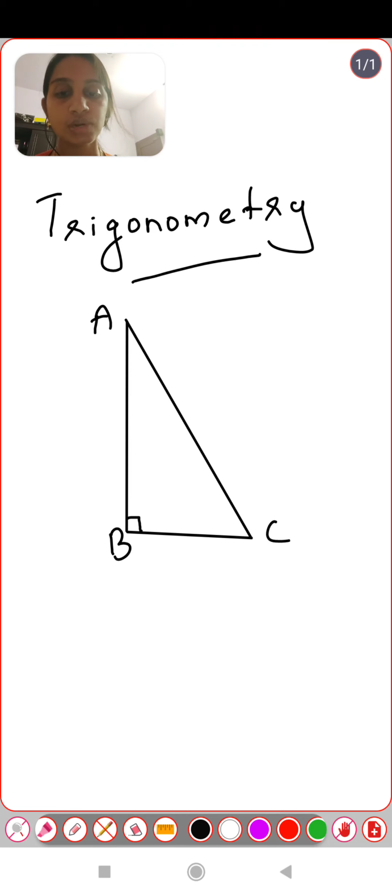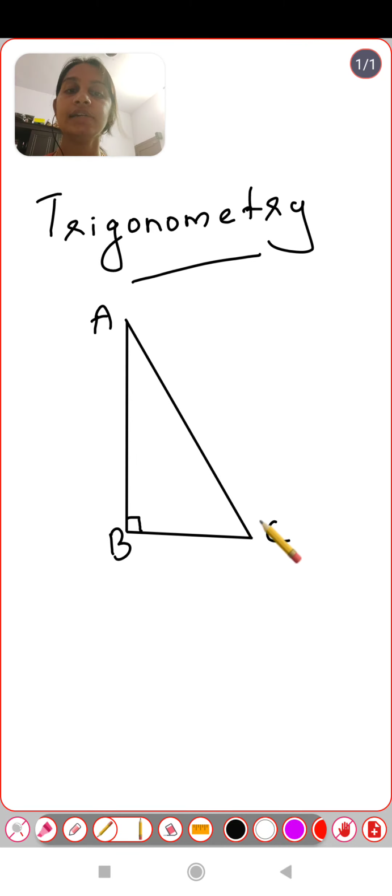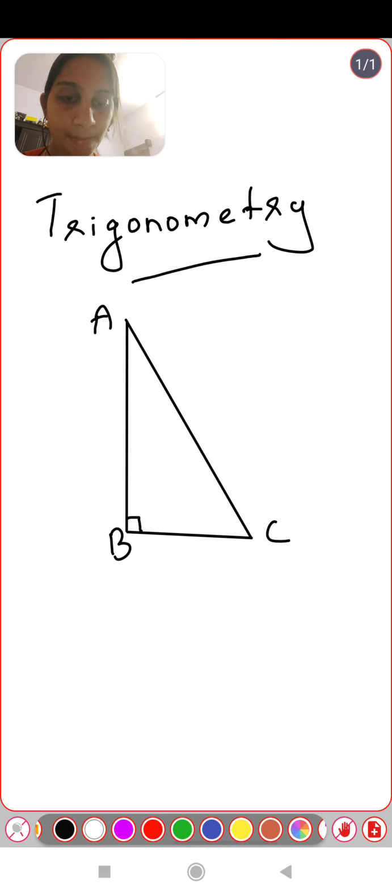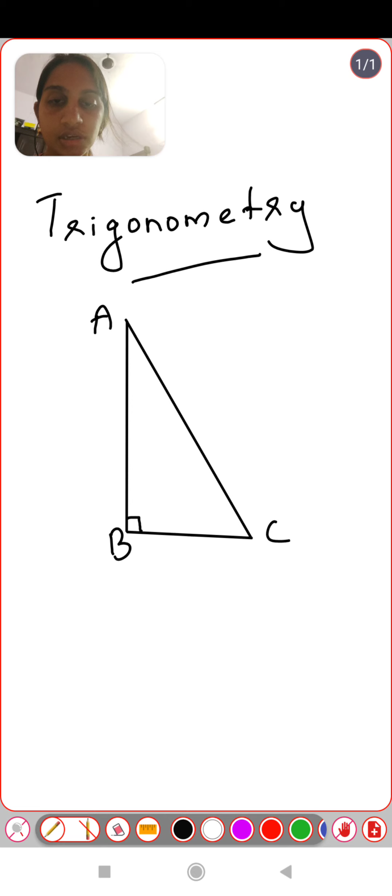Okay, so let's consider a right angled triangle. This is triangle ABC, which is a right angled triangle, and the right angle is at angle B. And we know that trigonometry means the relation between the sides and angles of this triangle, right? So we can see what those relations are. The first one is trigonometric ratios. We can check what they are.